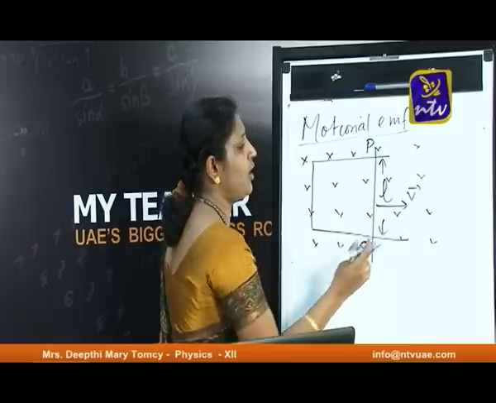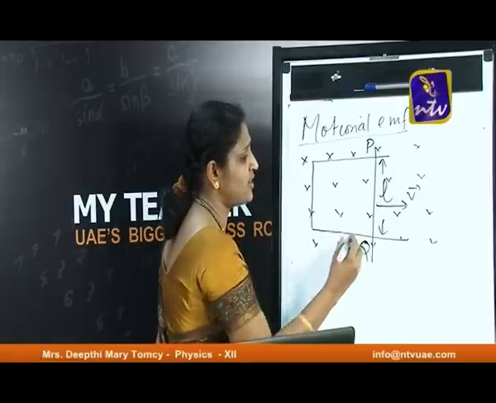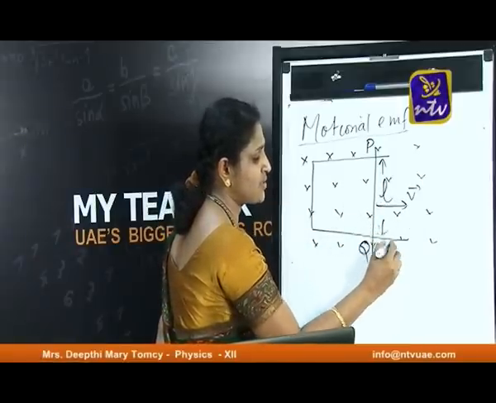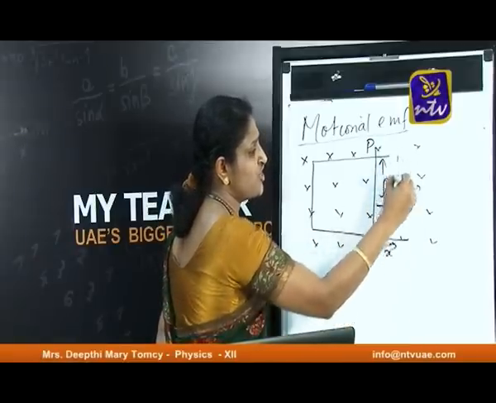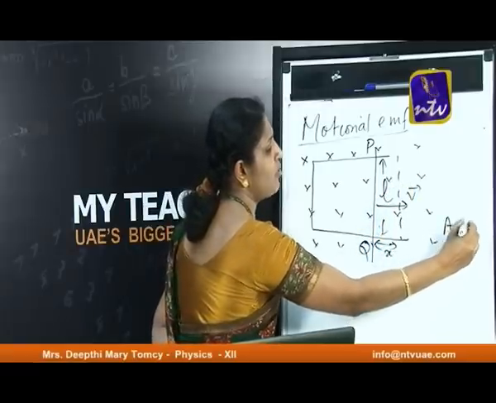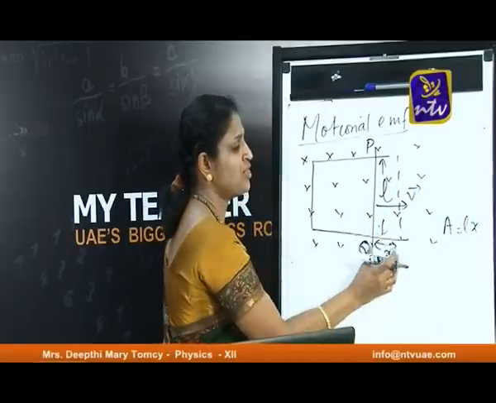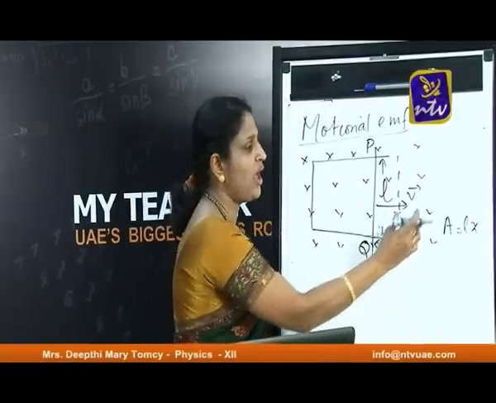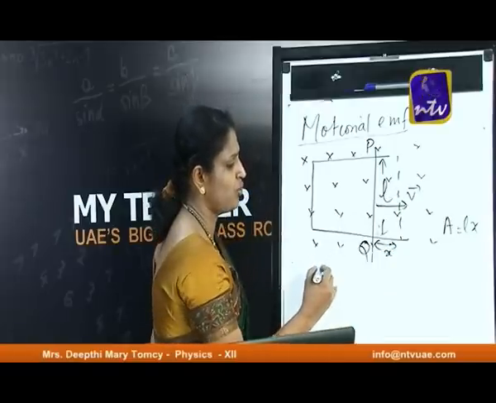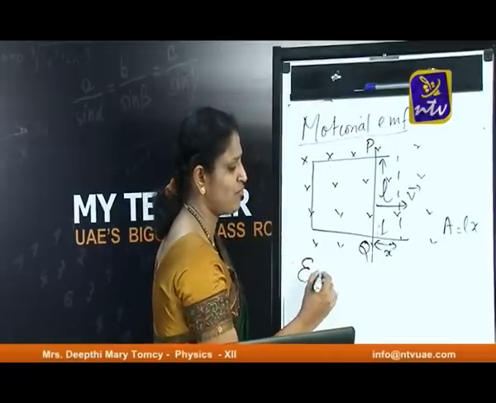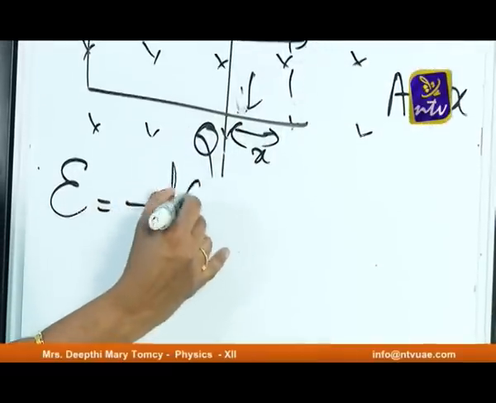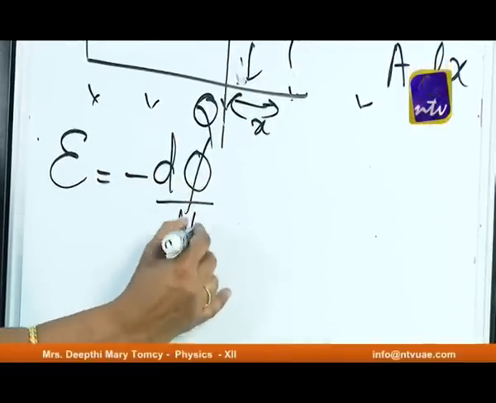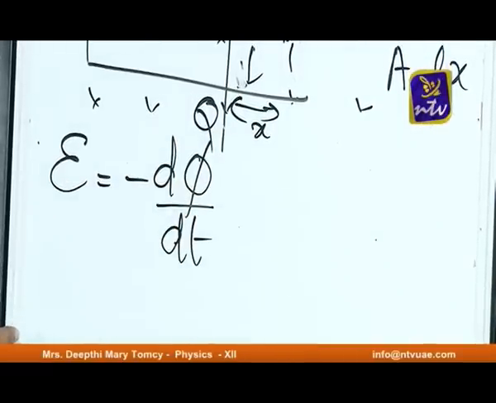When you move the conductor towards the right side by a very small amount x, you are changing the area by an amount Lx. Length into breadth will give you the area L into x. Now you know the expression for EMF induced can be found according to Faraday's law of electromagnetic induction.